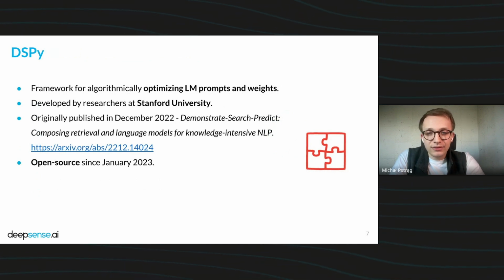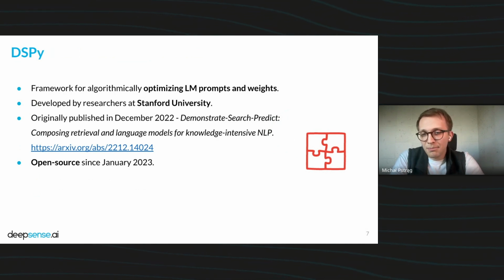And speaking of automated prompt engineering, there is a tool called DSPy, which is a framework for optimizing LM prompts and weights. It was developed at Stanford University and originally published in a paper called Demonstrate, Search, Predict in Python in December 2022. And it's been open source since January 2023. So you can easily check the code and play with it.